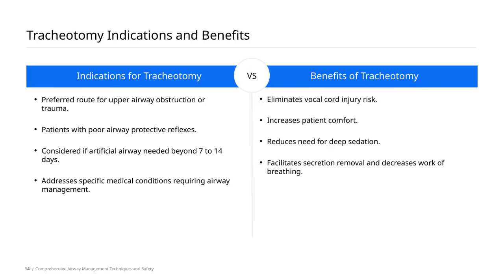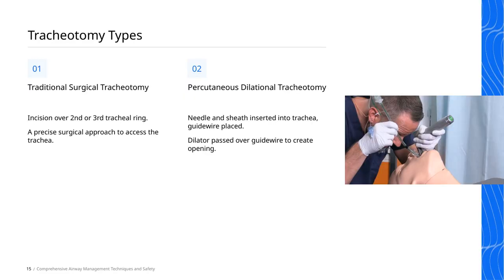From an indication standpoint, a tracheotomy is the preferred route when there's upper airway obstruction or trauma, or in cases where the airway protective reflexes are poor. It's also considered if an artificial airway is needed beyond about 7 to 14 days of intubation to prevent complications and improve quality of life. Finally, specific medical conditions that require ongoing airway management can also be addressed effectively with a tracheotomy. Overall, understanding these indications and benefits helps us choose the most appropriate airway management technique for each patient, focusing on safety, comfort, and outcomes.